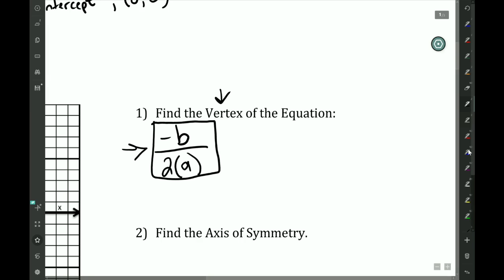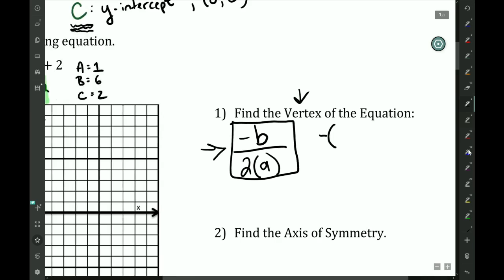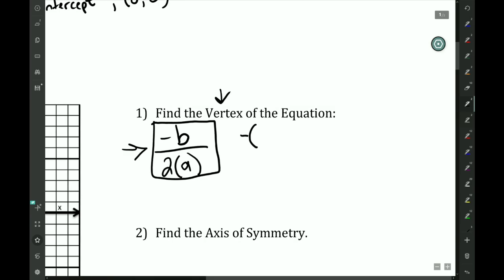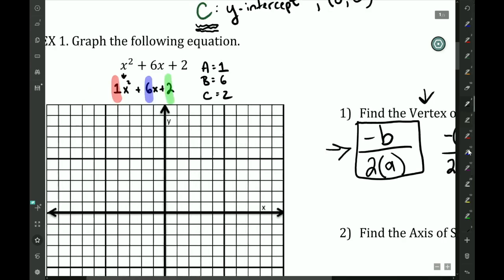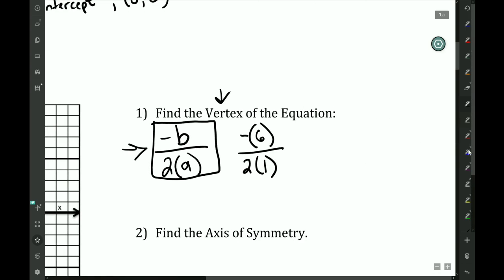So you plug it all in. We have negative B, which is 6, all over 2 times A, which was 1. Simplify that, you really have negative 6 over 2, which is negative 3.